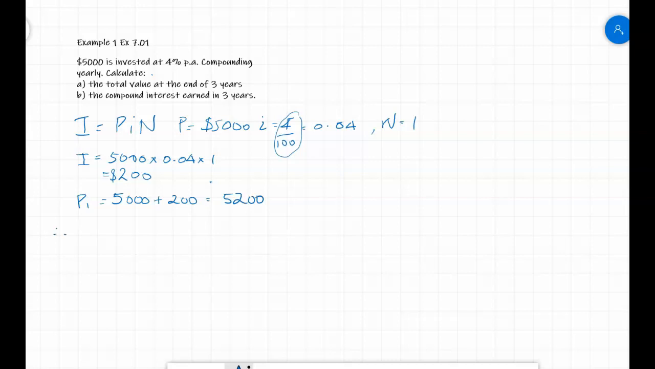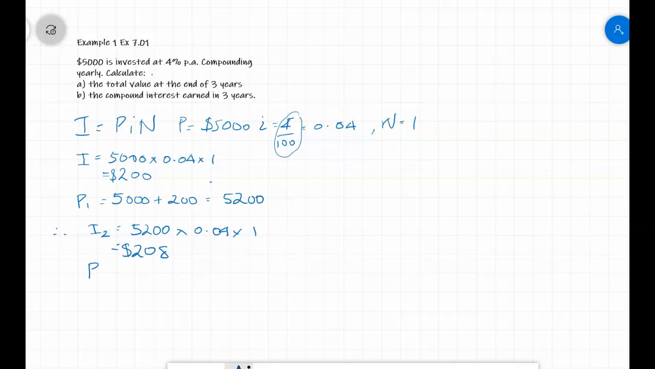So therefore, the interest in year 2 is going to be equal to, I use my new principal, 5,200 times 0.04 times 1, which gives me, in my calculator, a new interest of $208 that's earned in that second year.